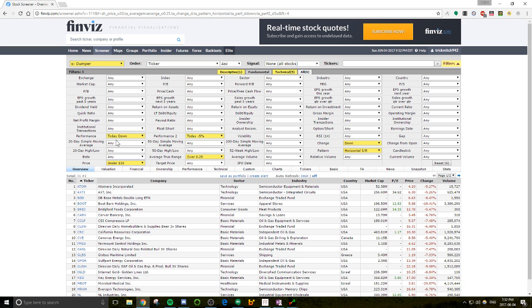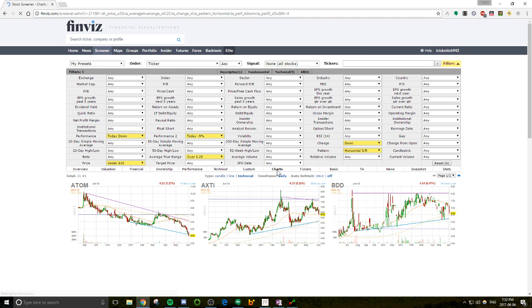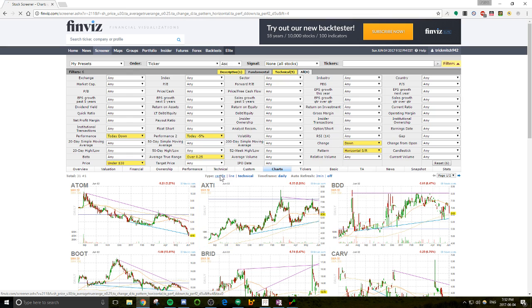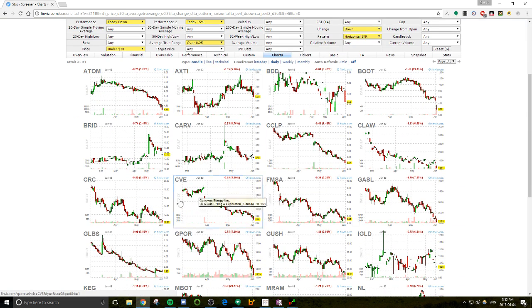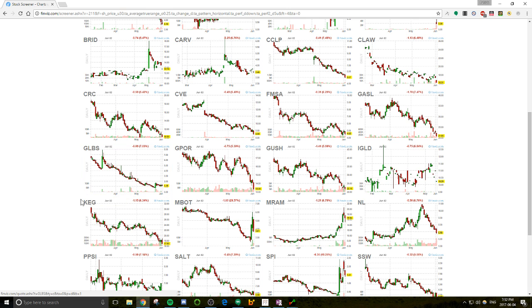So it's performance today down 5% or more, price under 30, ATR, your average true range, of 25 cents, change down, horizontal support and resistance for pattern. So then we'll go to charts. Click candle again. Now, like I said, we might not get a good example of this, okay?